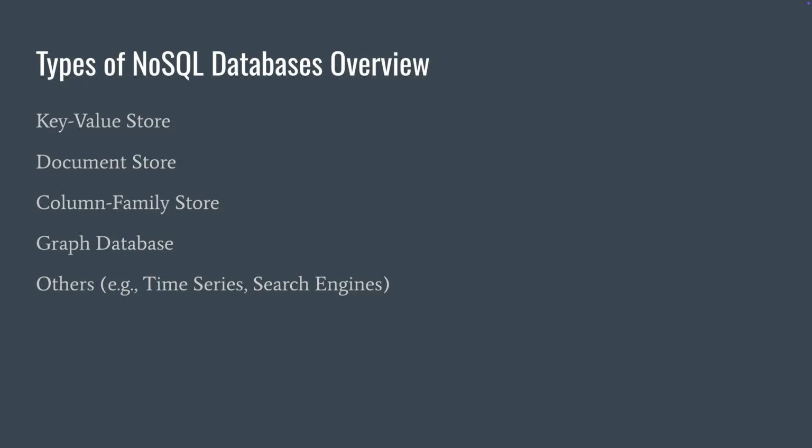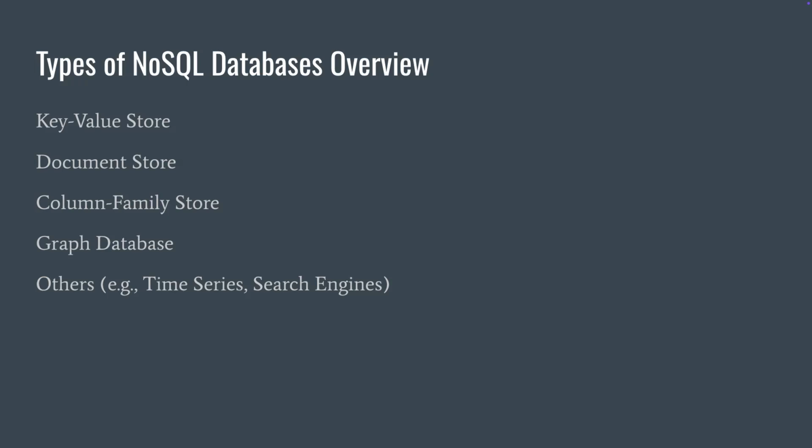First is key value store. This is often viewed as the simplest form of NoSQL database. Each record is stored as a pair consisting of a unique key and a value. Next is document store. These document store databases store semi-structured or unstructured data as documents, typically in JSON or BSON formats.